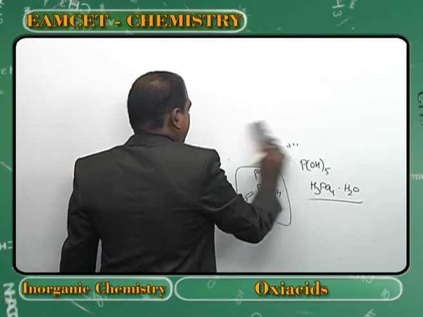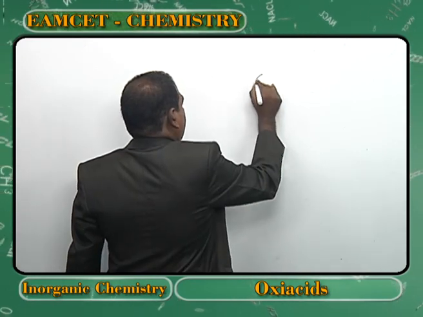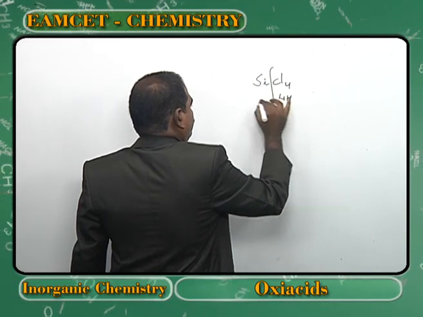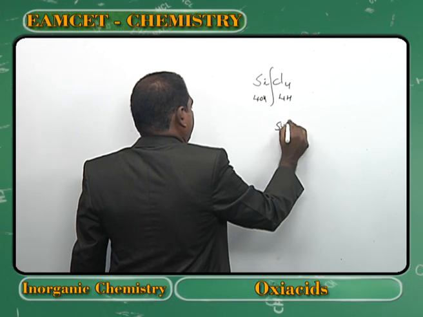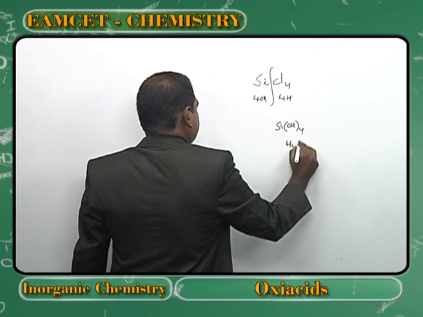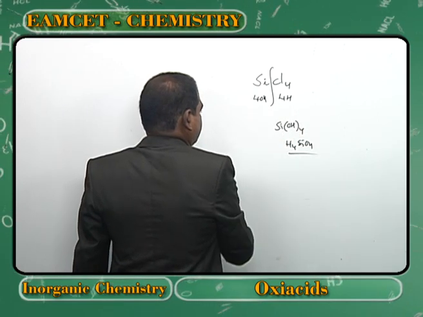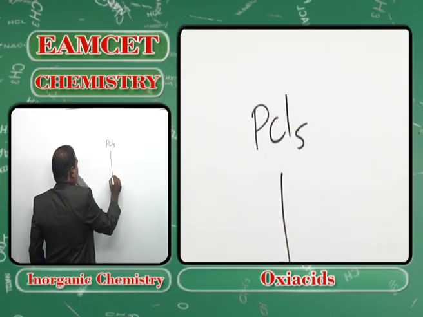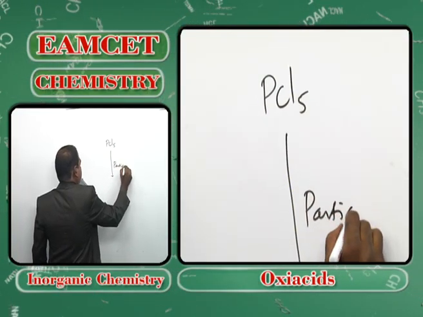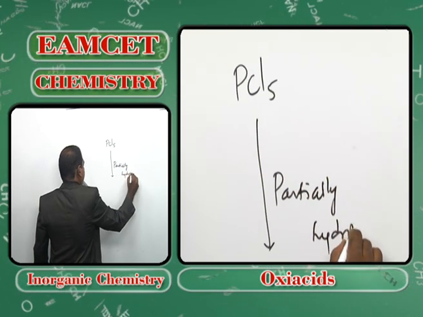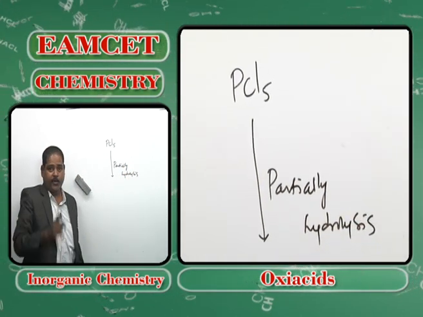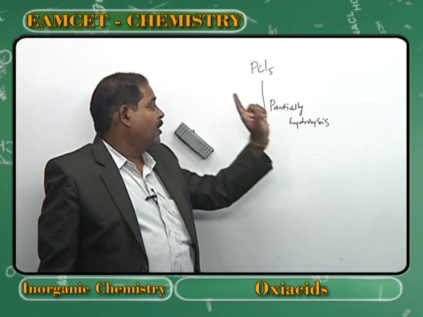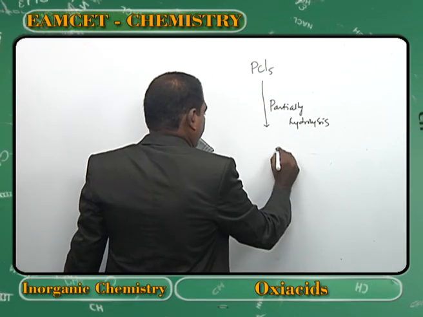Silicon can handle any number, SiCl4, silicon tetrahalide. SiCl4 on hydrolysis gives 4H, 4OH. You get Si(OH) 4 times, H4SiO4, orthosilicic acid. Now, PCl5 on partial hydrolysis. If the question clearly mentions partial hydrolysis, then only you need to be a little alert. Otherwise, PCl5 on hydrolysis, as I told you, gives H3PO4 only. If the question clearly mentions partial hydrolysis, the answer is POCl3.